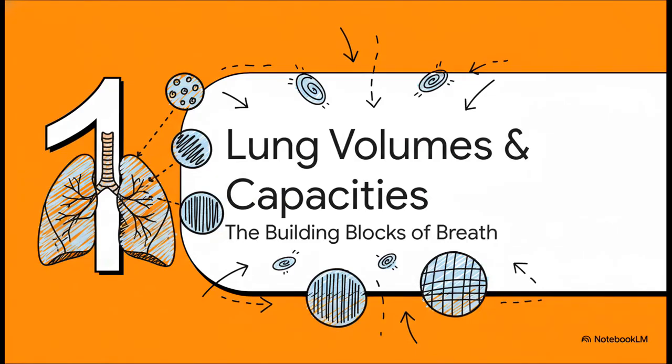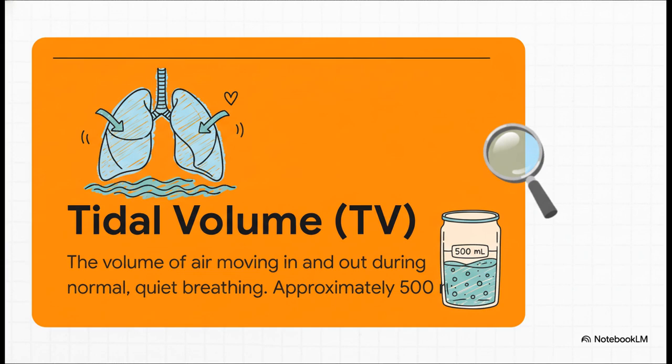All right, before we can even start to interpret any of this data, we have to master the basic vocabulary. We'll start with the 4 primary lung volumes. Think of these as the fundamental building blocks that can't be broken down any further. First up, we have tidal volume, or TV. This is pretty simple. It's just the amount of air you're moving in and out with each normal, quiet breath when you're just sitting there. For a typical healthy adult, that's about 500 milliliters.